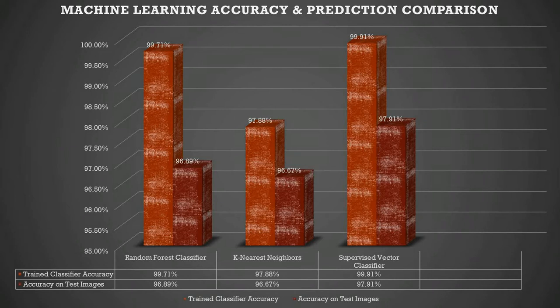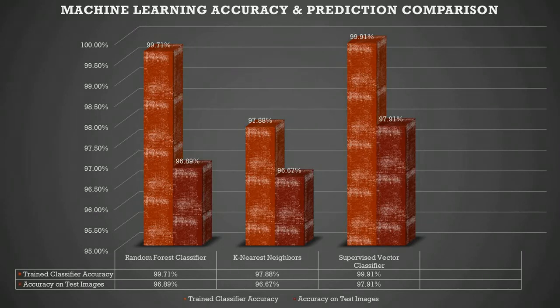So let's see the comparison till now. For the random forest classifier, the trained classifier accuracy is 99.7% and the accuracy on test images is 96.89%, which is not bad. For the k nearest neighbors, the trained classifier accuracy is 97.88% and the accuracy on test images is 96.67%. For the support vector machine, or the support vector classifier, the trained classifier accuracy is 99.91%, which is pretty good, and the accuracy on the test images is 97.91%, which is also good.